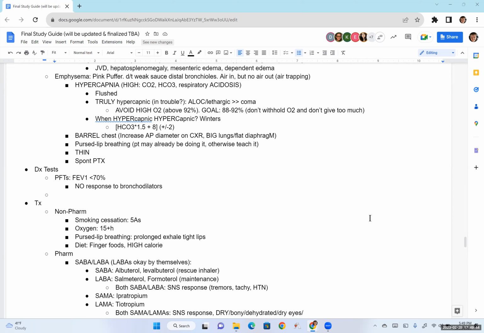You can look at the labs, or the description that says blue bloater. Sir, you have chronic bronchitis. Emphysema is the chronic CO2 retainer. So how do you know someone's a chronic CO2 retainer?